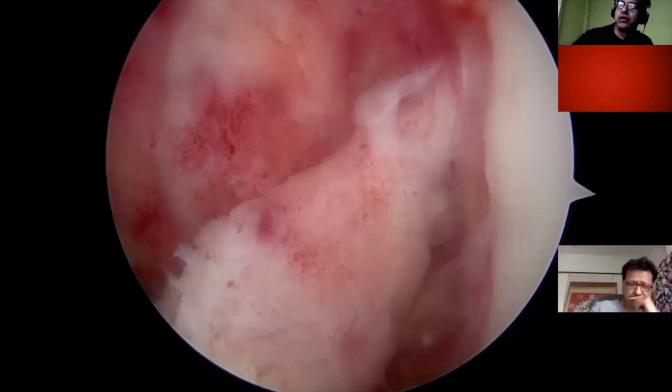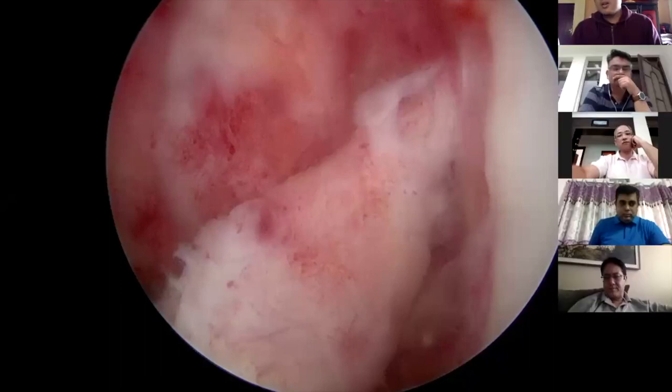Do you have any special techniques for tunneling when you preserve the ACL remnant, sir? There are certain techniques that have been mentioned. Some people even use a scope to identify the point of entry. And there must be some special technique to preserve the femoral attachment. So Amit, do you make the tunnel inside out or outside in, in this situation? Inside out.